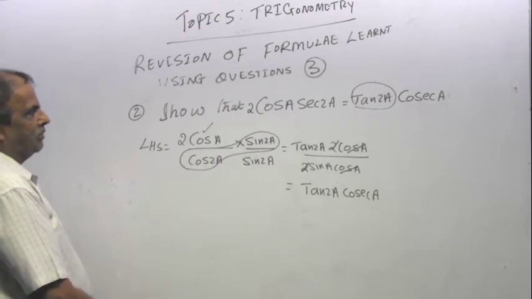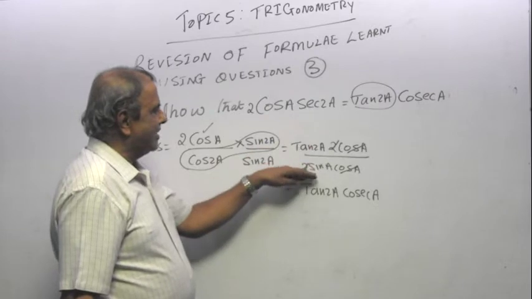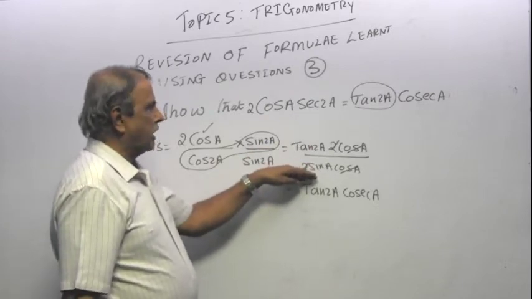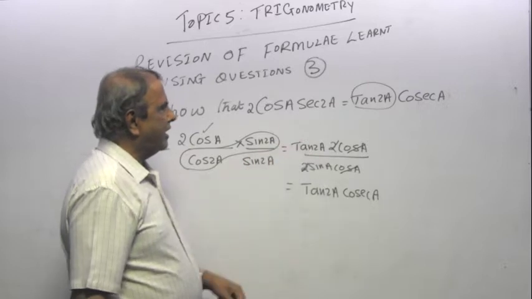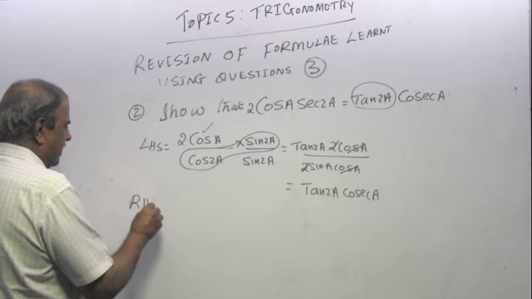But what if we start from the right hand side? It's the reverse process. Start from there, write like this, and then 2 sine a cos a, and then I think it should work. Let us see if it works the other way. Suppose I start from the right hand side.